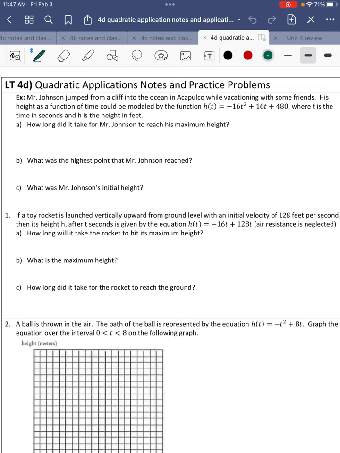Alright, welcome back to quadratics. Here we have quadratic applications, notes, and practice problems. So we are applying our quadratics, what we know, to something in real life.